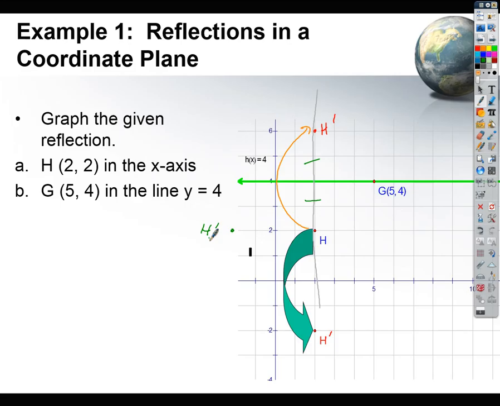Okay. What about part B? If we want to reflect point G over the line y equals 4, Matthew, what are we going to get? What are the coordinates of G prime? Negative, or 5, negative 4. Okay, I'm reflecting it over the line y equals 4. So that's going to be that light green line, right? Then it would be itself. So the coordinates of G prime would just be 5, 4, right? Stays the same. All right.